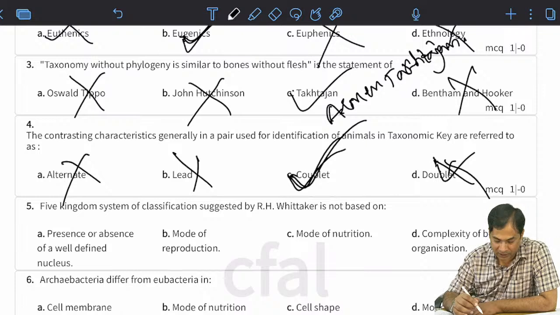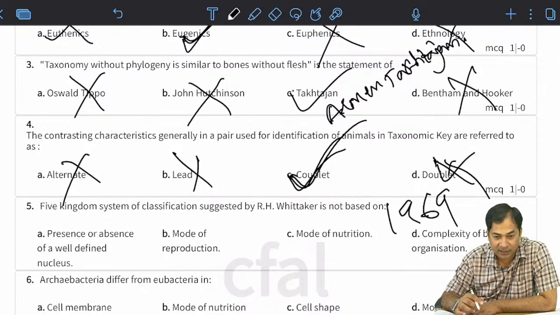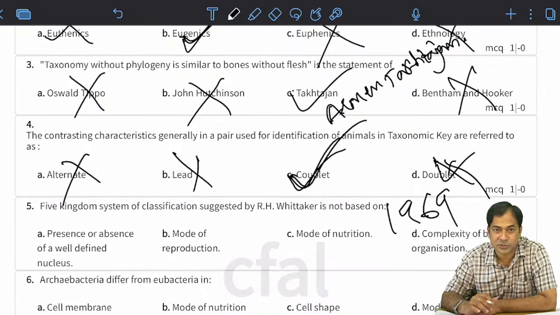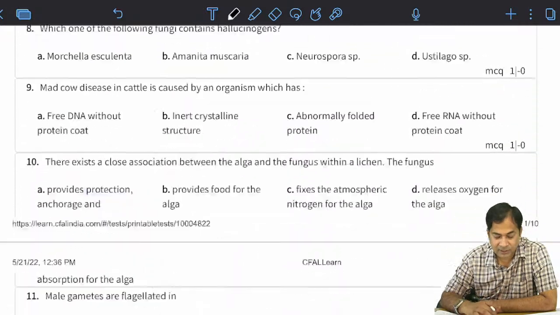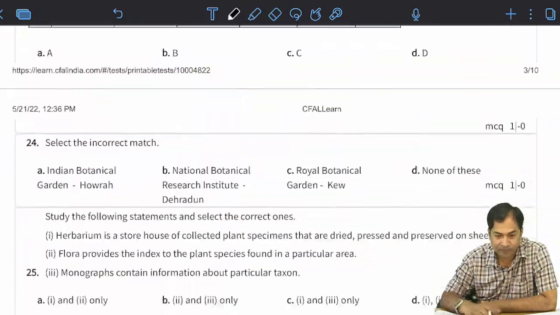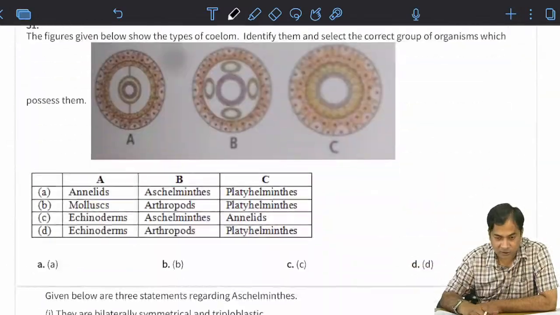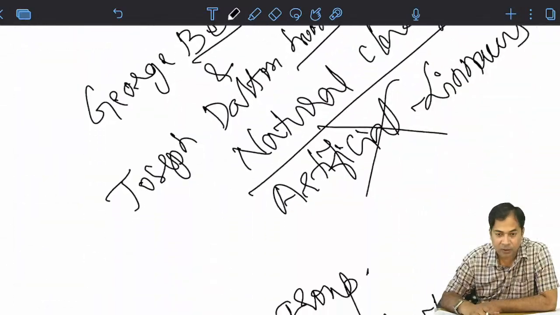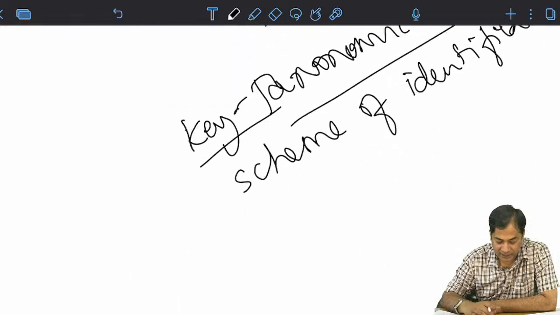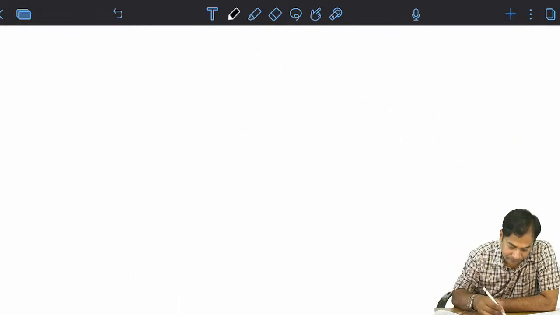If you remember, in 1969, R.H. Whittaker classified all the living organisms into 5 kingdoms. That is, first one is kingdom Monera, then kingdom Protista, then kingdom Mycota or fungi, kingdom Plantae or Metaphyta, then kingdom Animalia. See, I am going to write here now.